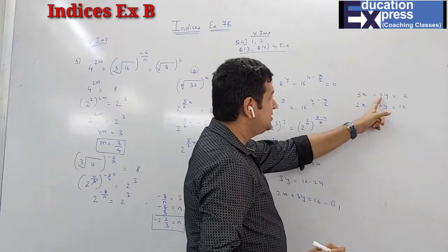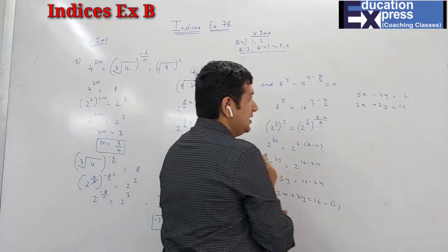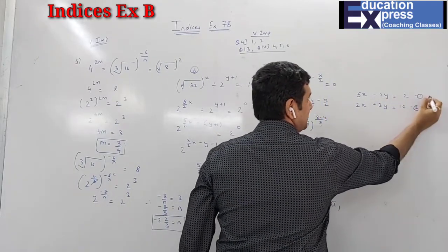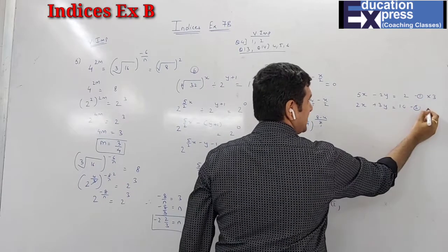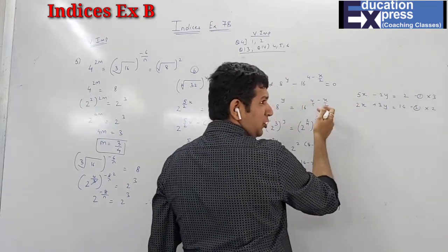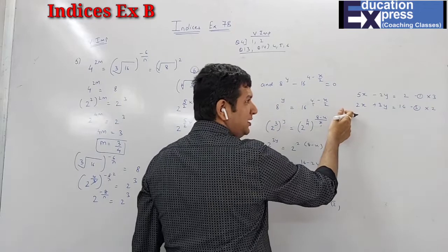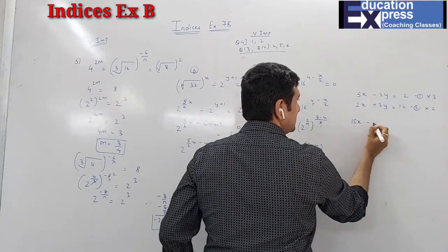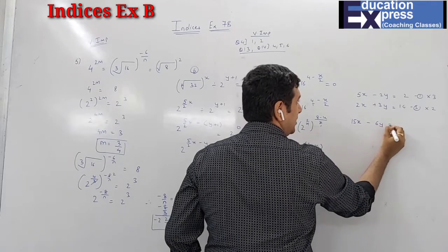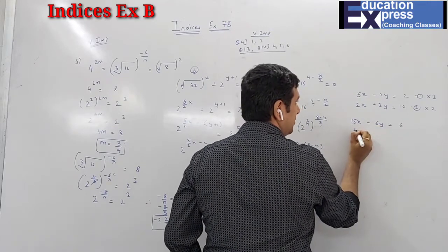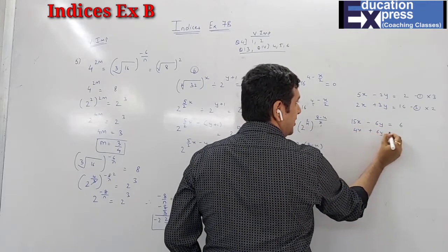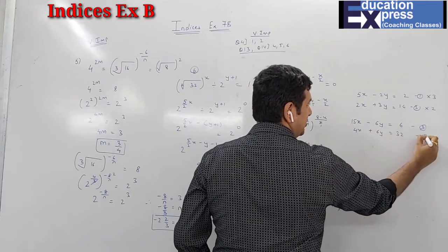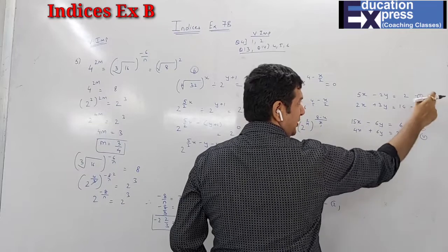So what is the LCM for 2 and 3? 6. So here, what do I have to multiply to get 6? 3, and here to get 6, 2. That means the whole equation you have to multiply by 3 and the whole equation multiply by 2. So 3 fives are 15x minus 6y equals 6, and here 4x plus 6y equals 32. Equation 3, the equation number will change because there are 1 and 2. After multiplication they become 3 and 4.